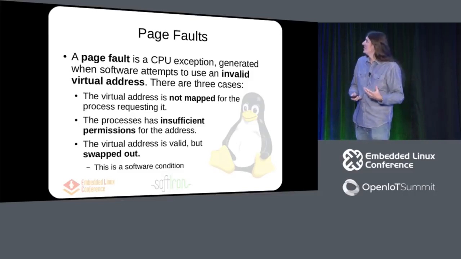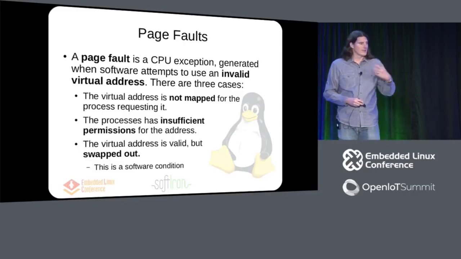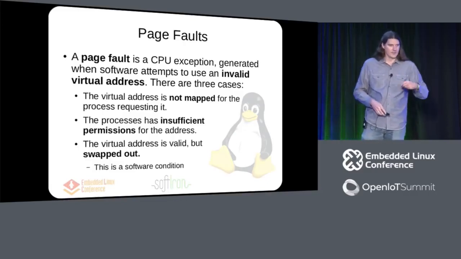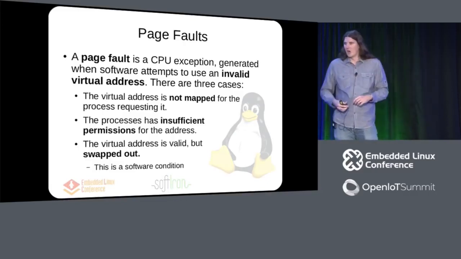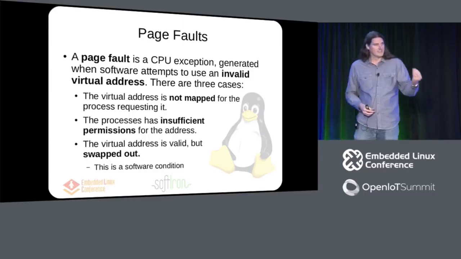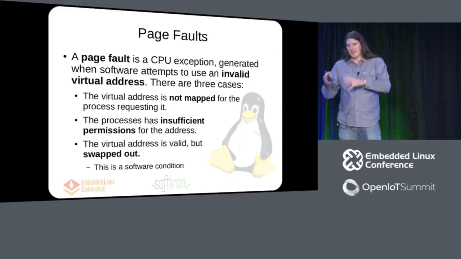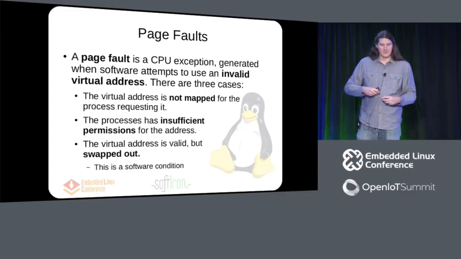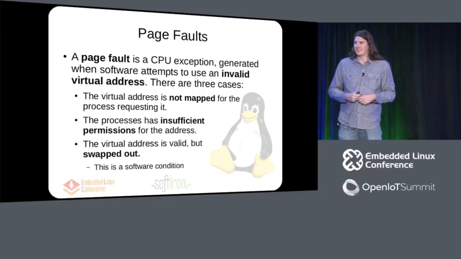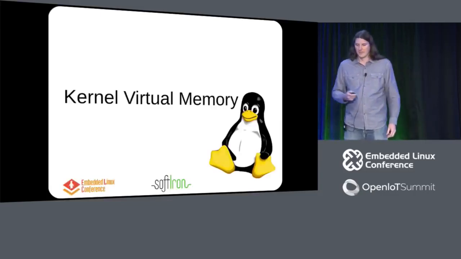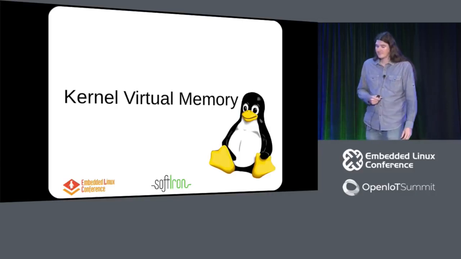It's important to note here that this is really only a software condition. The CPU doesn't know anything about swapping. It doesn't know anything about whether frames are in RAM or whether they're on disk. All it knows about is whether it has mappings in the TLB for the addresses that you're trying to read or write. So the state of the page frame, whether it's swapped in or swapped out, has to be managed and handled by the kernel. And we'll talk about that coming up too.